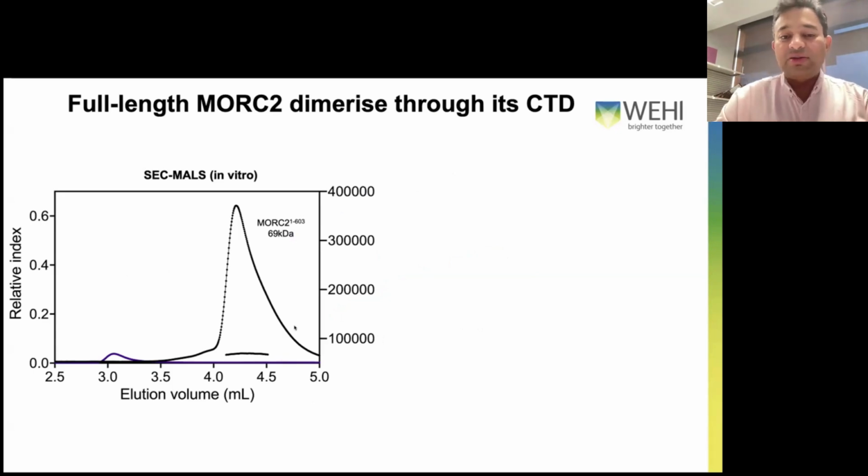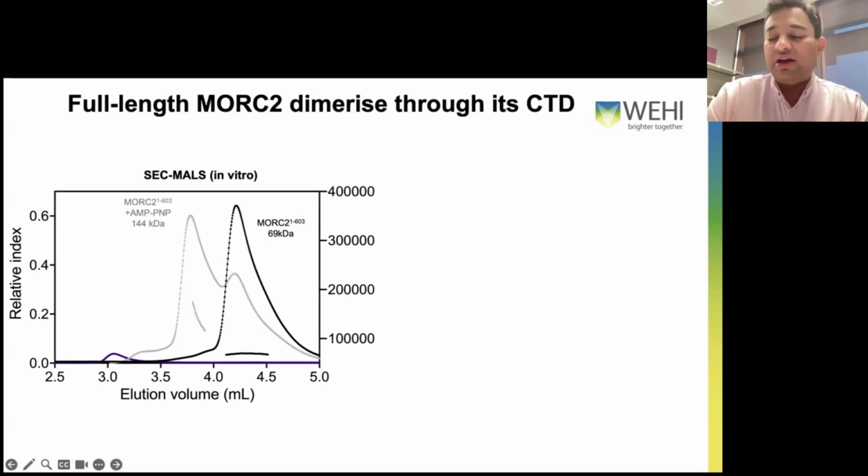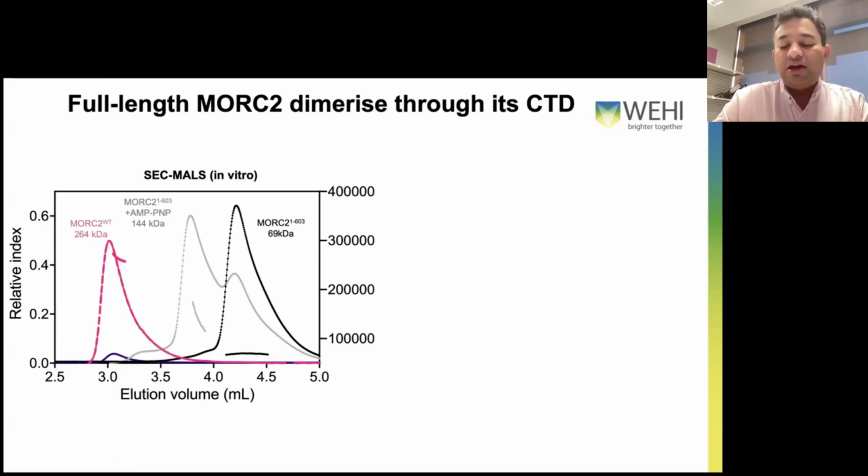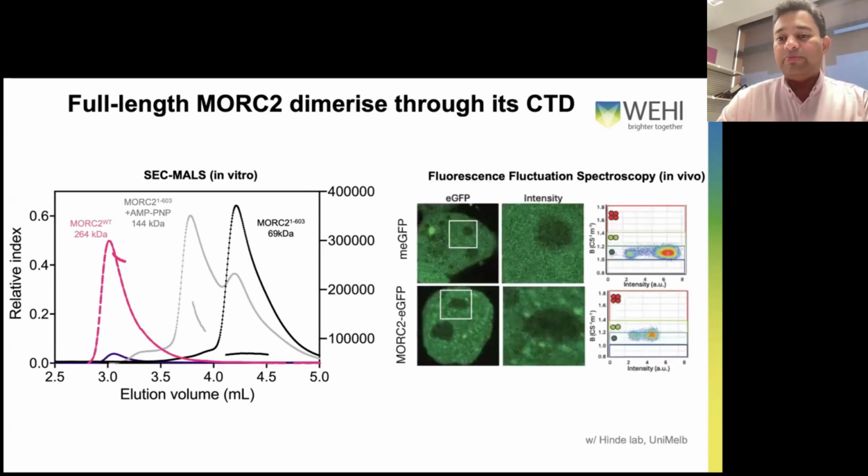To do that, we first expressed and purified just the ATPase domain of it, and it shows up as 69 kilodalton as expected. If we give it a non-hydrolyzable form of ATP, it does dimerize and it shows up as 144 kilodalton. In comparison, if we express and do the size exclusion chromatography coupled to MALS, we see that MORC2 wild type itself is coming down as a dimer.